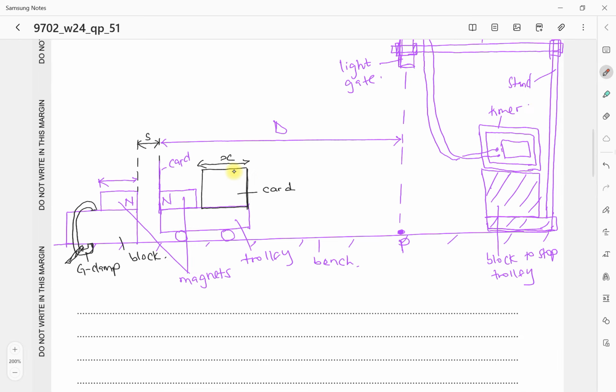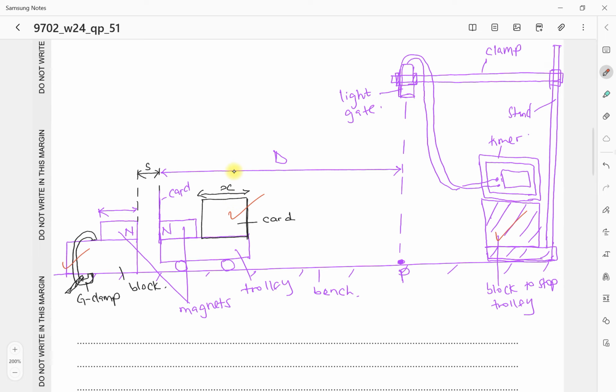I have the block to stop the trolley. I've attached a card. I have clamped this. Yes, I've clamped this. So it's like I have three marks. I've also added a card here to help me measure D. That could also be an improvement. My light gate has been connected to a timer, so the diagram has almost 4 marks from additional details. Okay, so let me write the essay now.